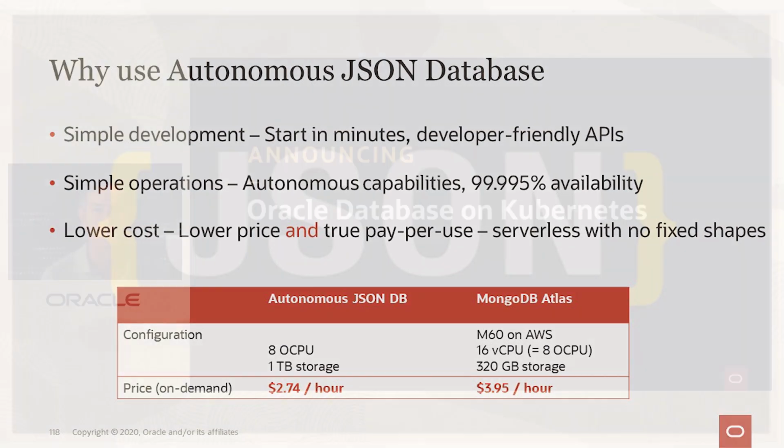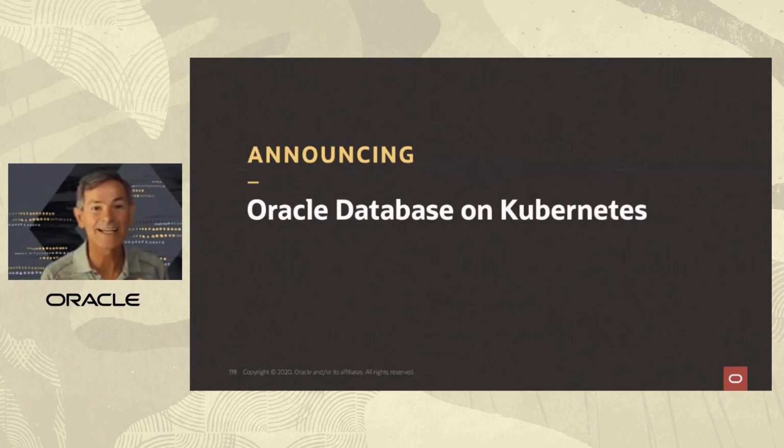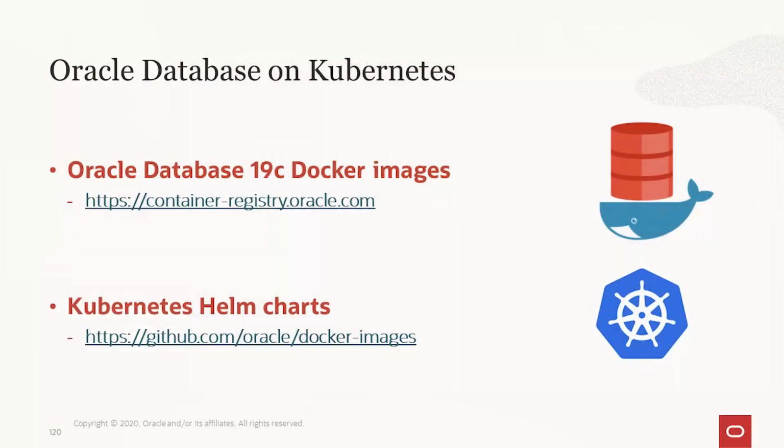provides. The second exciting announcement I want to make today is about Oracle Database on Kubernetes. So we've been working for a long time to dramatically simplify Oracle Database deployed in Kubernetes. And today I want to announce that Oracle Database 19c Docker images are now available. And also Kubernetes Helm charts for Oracle Database are now available. And we'll continue to work to make Oracle Database work fantastically on Kubernetes.